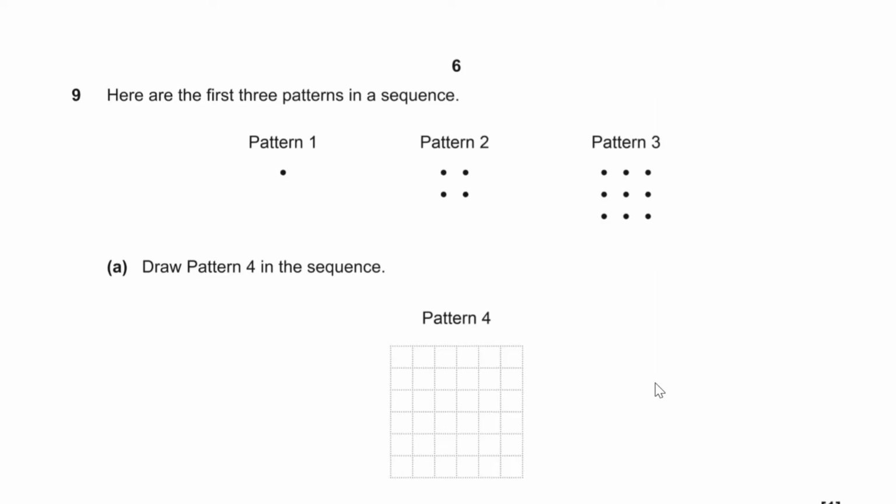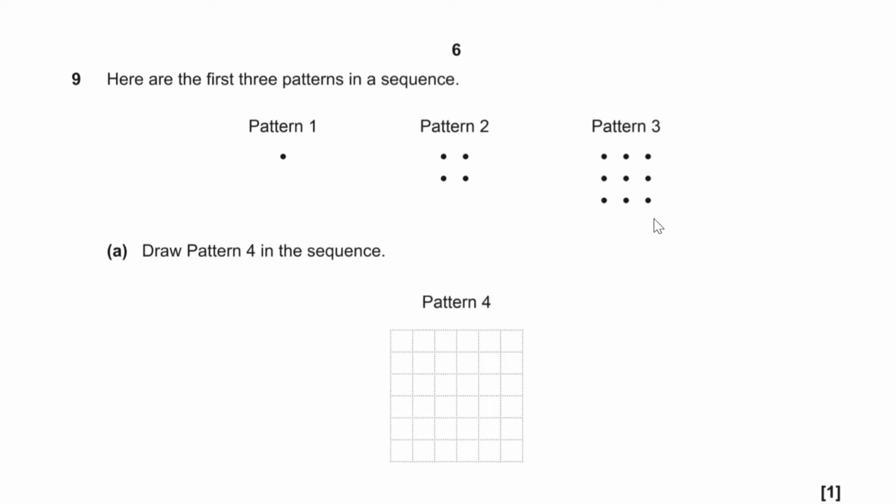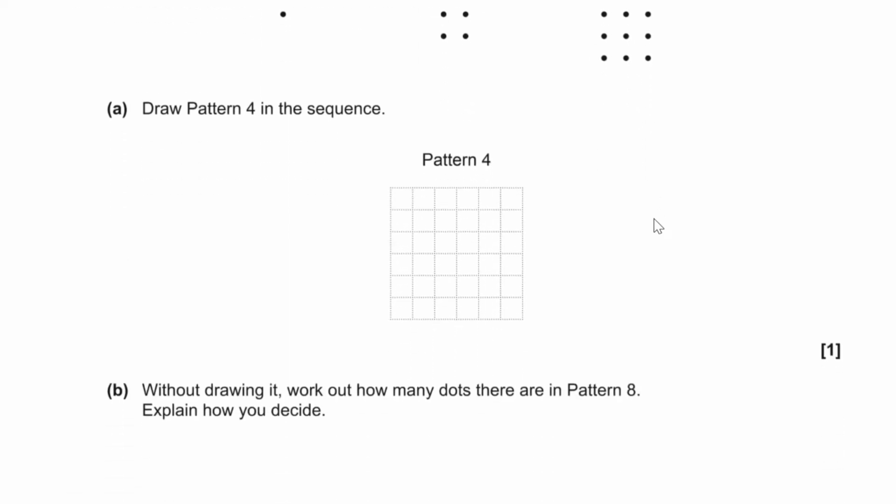Question number 9. Here are the first 3 patterns in a sequence. We've got pattern 1, we've got 1 dot, pattern 2, we've got 2 by 2, which is 4 dots, and pattern 3, we've got 3 by 3, which is 9 dots. And part A, we have to draw pattern 4 in this sequence. Well, here we'd just have 4 dots by 4 dots. So what we'd have in total is 16 dots. So you can see here we've got 16 dots.